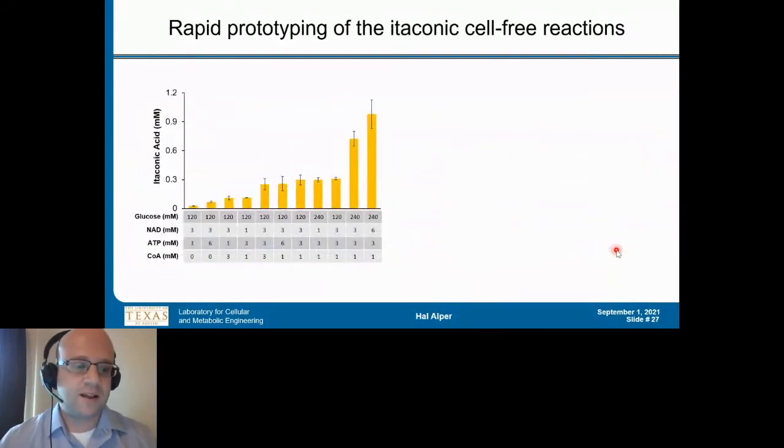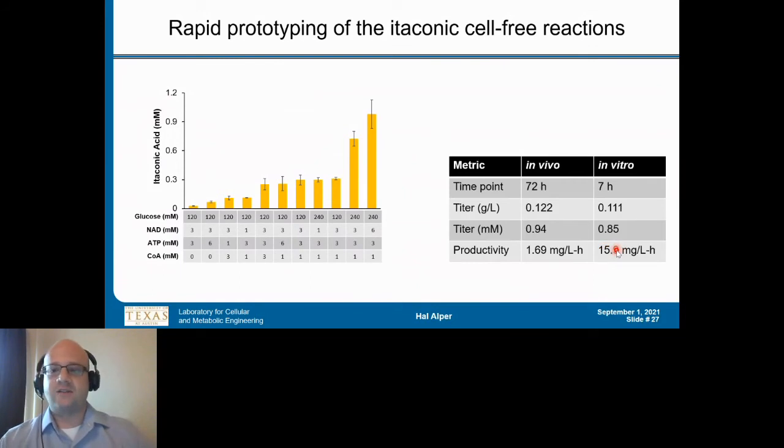Same thing holds for itaconic acid. A couple of different cofactors we had to explore just because of the complexity of this pathway, but nevertheless, we're able to find combinations that really serve to increase that overall production. And in doing so, we were able to get almost that order of magnitude increase in terms of the productivity associated with that in vitro system, especially because it can happen so rapidly.